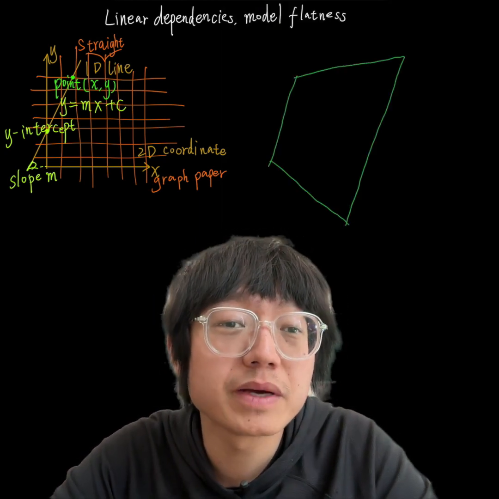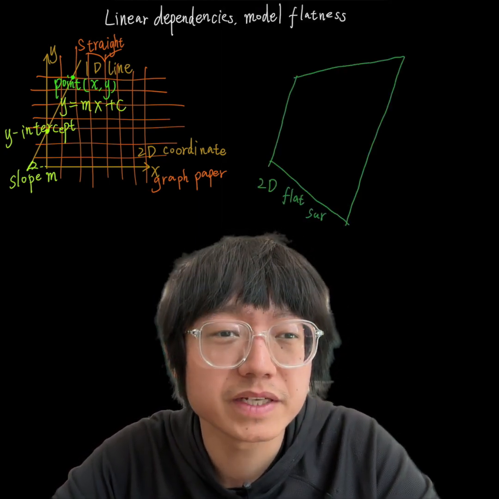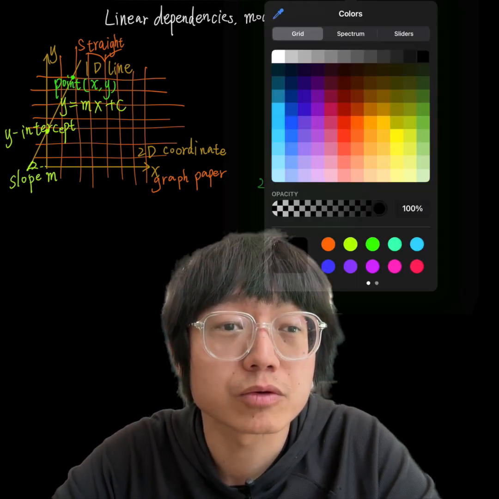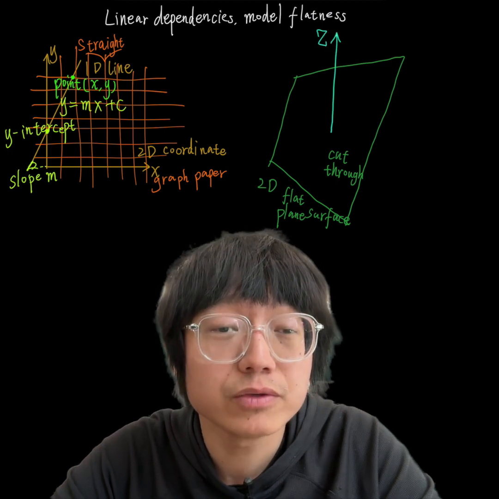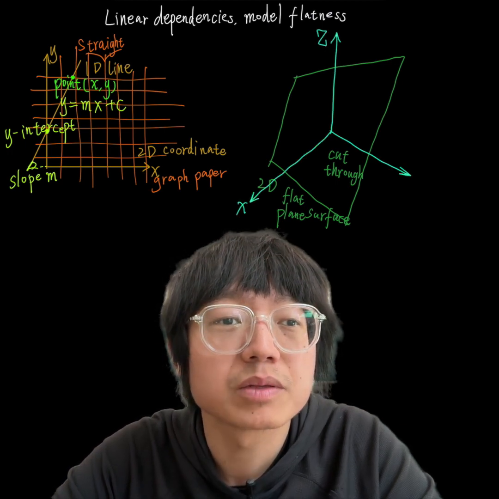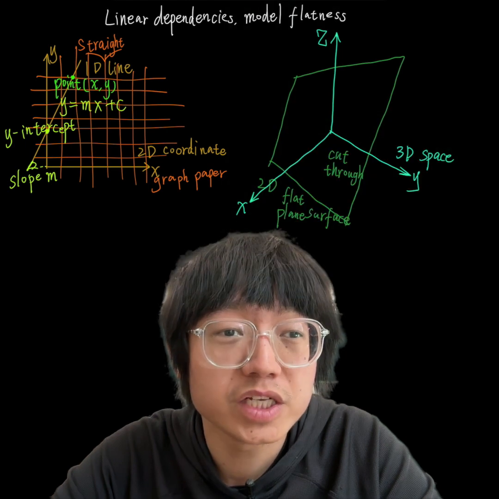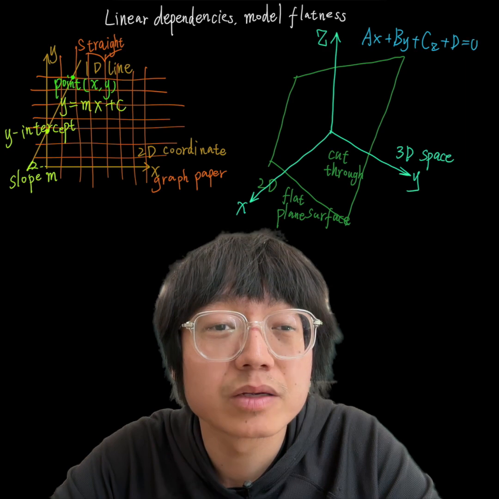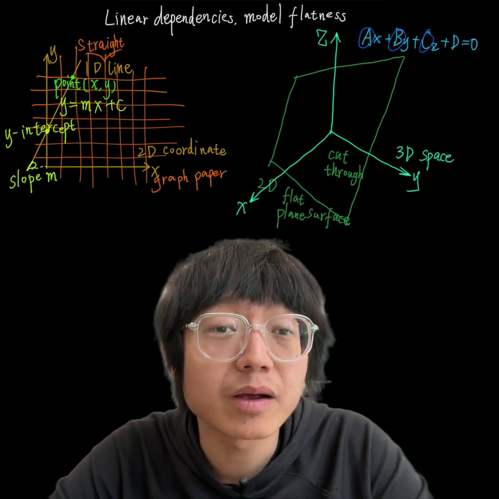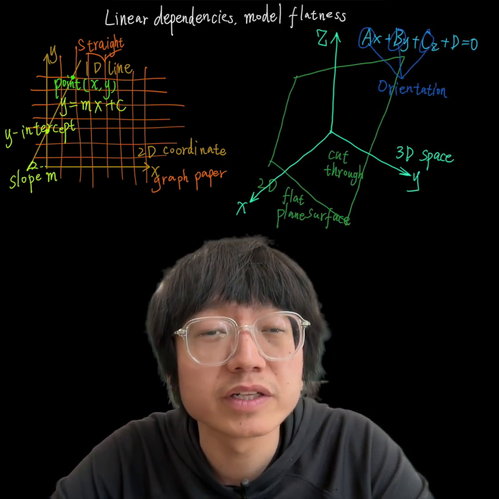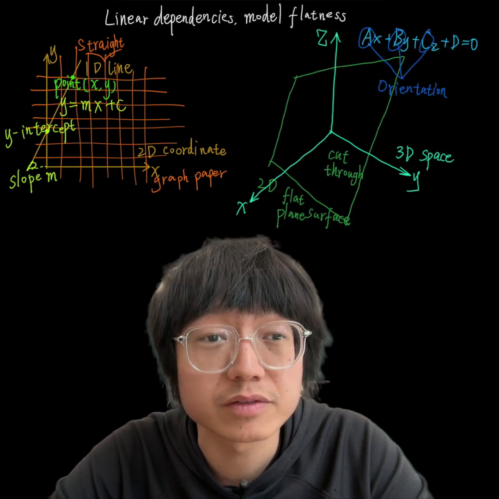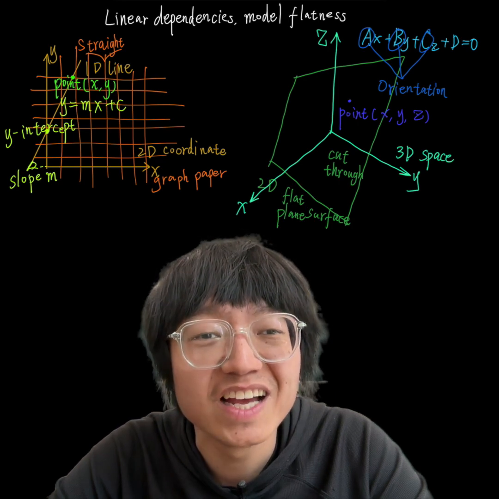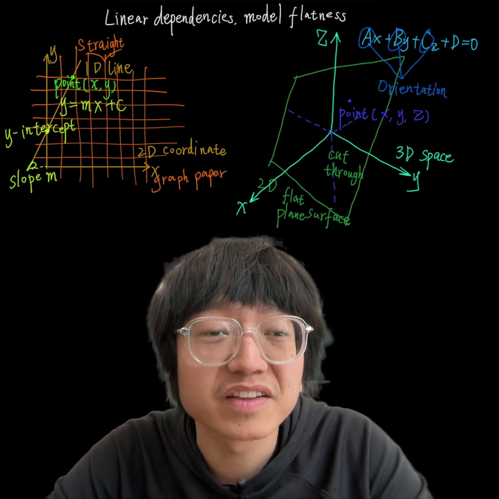Here we have a two-dimensional flat surface in three-dimensional space. Visualizing a plane requires a three-dimensional graph where the plane cuts through the 3D space. The plane can be represented by the equation ax plus by plus cz plus d equals 0. Here, a, b, c are coefficients that determine the orientation of this plane in three-dimensional space, and d is a constant. Any point x, y, z that lies on this plane satisfies this equation.